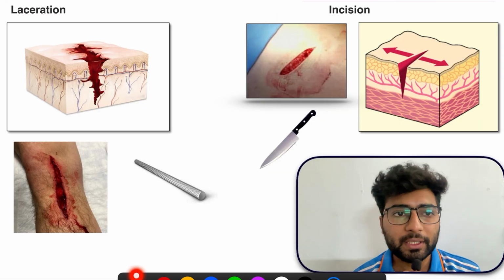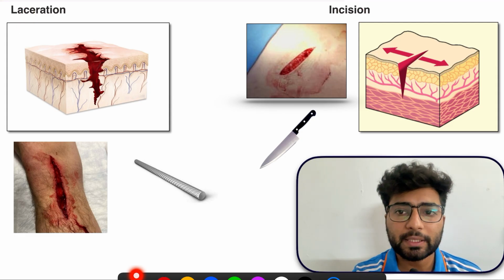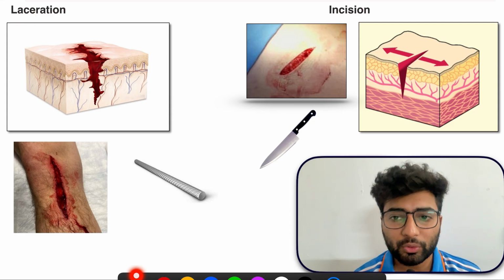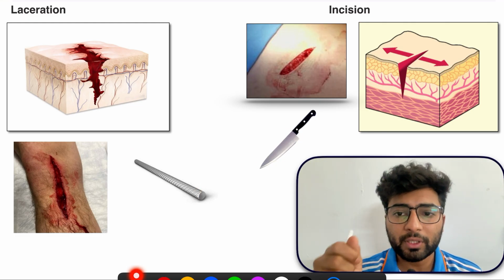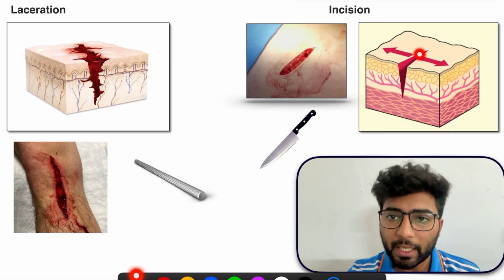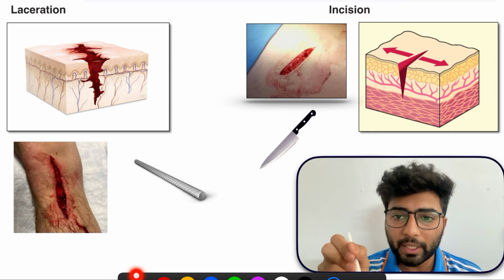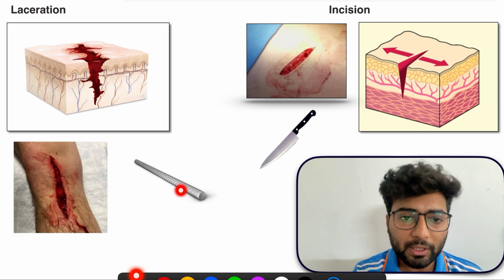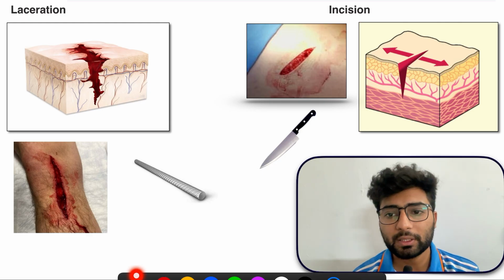Now in this image you can see there are two different things. One is laceration and the other is incision. See, first of all, let's notice the weapon. This is an iron rod over here and this is a sharp knife. Whenever a sharp knife is used to cut the skin, there will be regular margins. It will cut the edge properly and there will be regular margins. But if it's a blunt rod, then there will be irregular margins. This is the one difference.